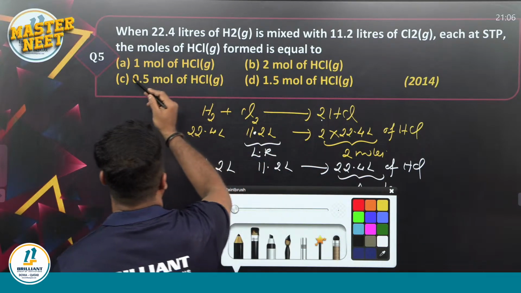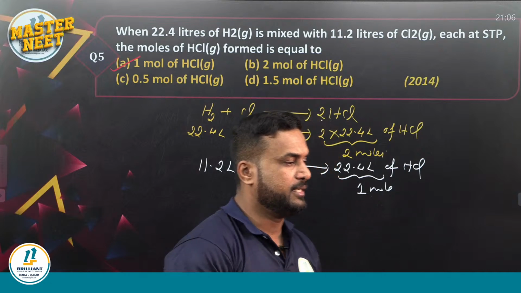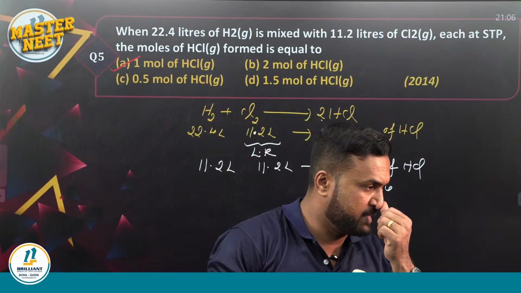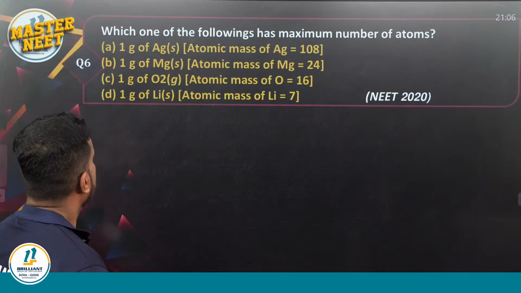So the right answer is 1 mole of HCl. Correct option is A. Yes, right option is A. Yes, Hisham, Kavi, Magasri. Correct. Well done. Good. So, question number 6.